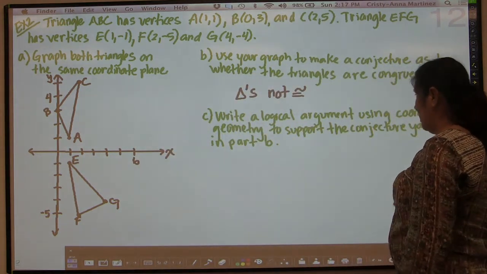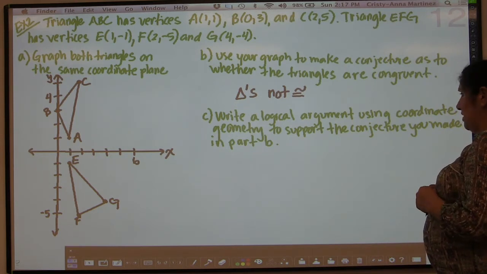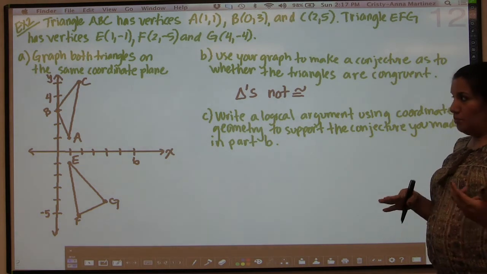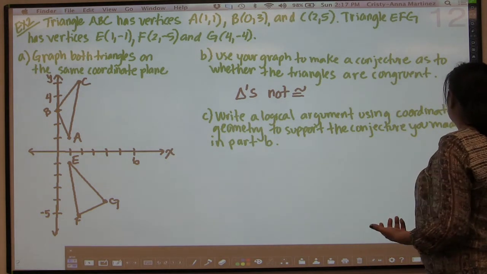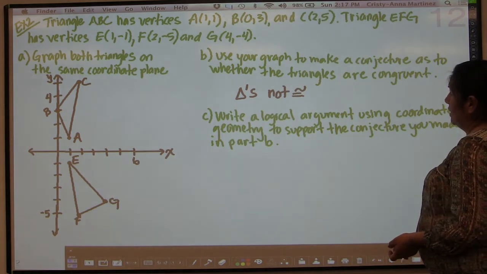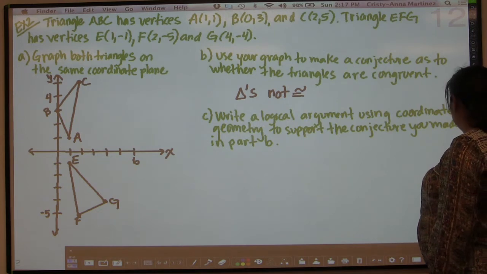In part C, it says write a logical argument using coordinate geometry to support the conjecture you made in part B. So basically, they want me to prove it, but I'm not going to prove it with a two-column proof. I'm going to prove it with the distance formula. So what I'm going to do is make sure that the vertices are in the right order. Remember we talked about this earlier.